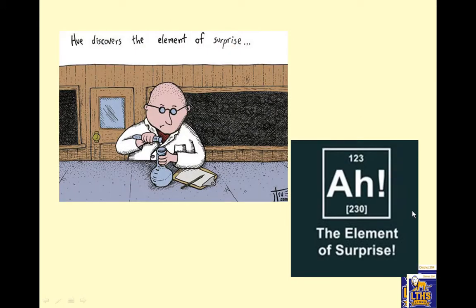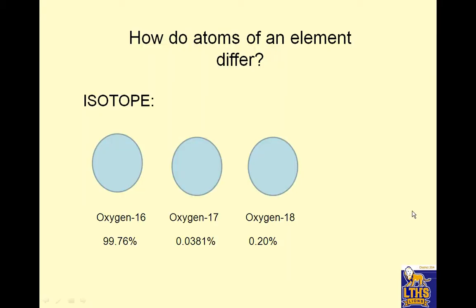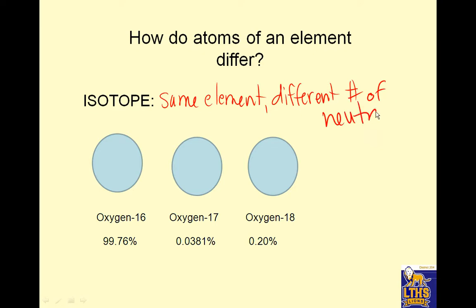All right, keep on keeping on. We discovered it, the element of surprise. Watch out for that. Okay, how do atoms of isotope of an element differ? Well, we have isotopes, which are same element, different number of neutrons. Oh, I got an email. Different number of neutrons. Okay, so this is oxygen 16. So we have oxygen 16, 8. This is oxygen 17, 17, 8. This is oxygen 18, 18, 8.